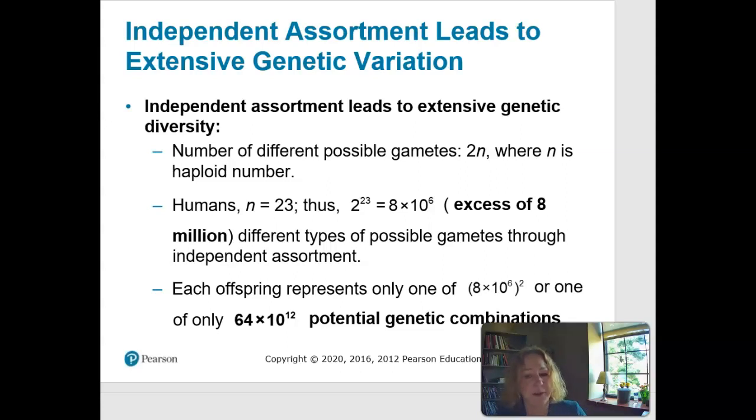Okay, let's do a little math. Independent assortment leads to extensive genetic diversity. How much diversity? A lot of diversity. Let's take humans. You have 23 chromosomes. Yes, you have 23 chromosomes.